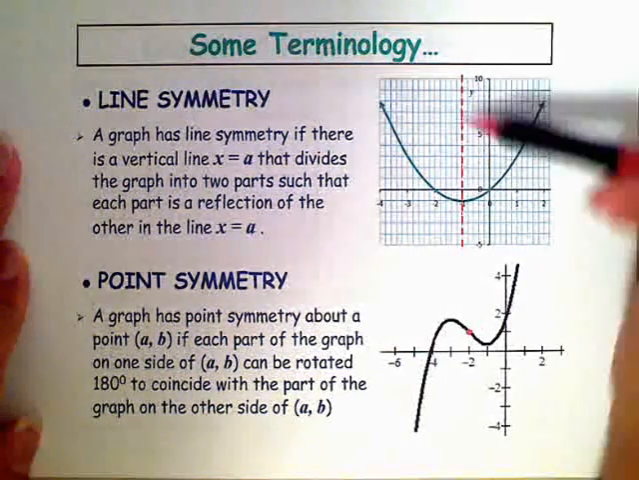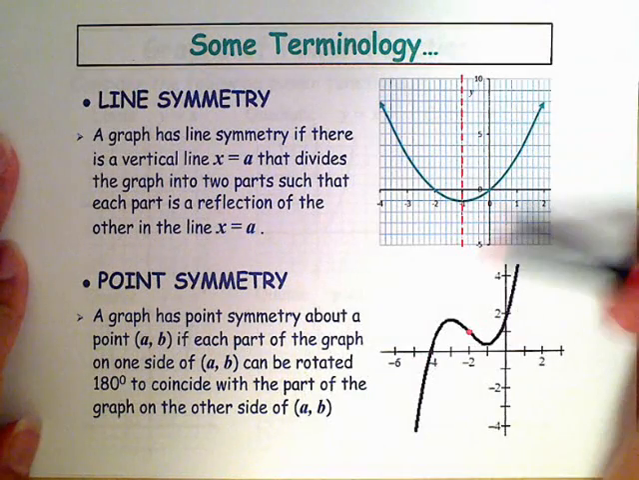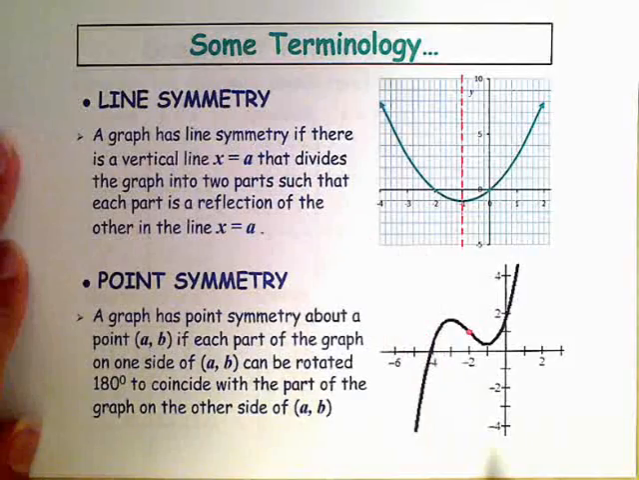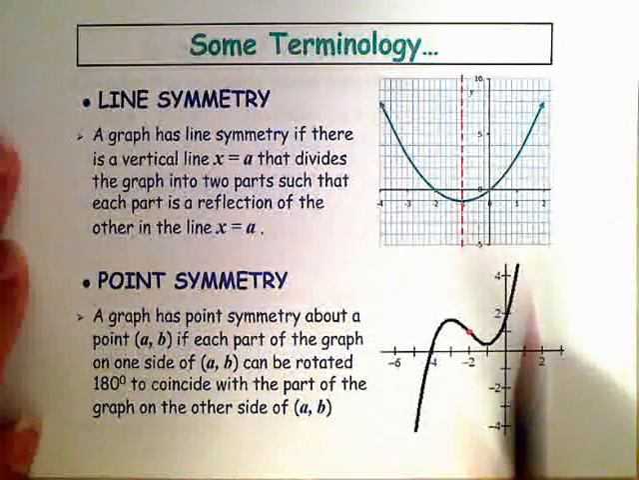So what this means is, with this red dashed line that I have here, if I reflect the right side of the graph along that line, I'll get the exact same graph on the left-hand side. Okay, so that's line symmetry.